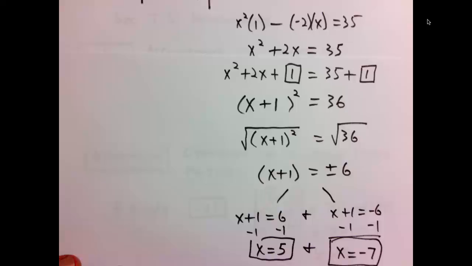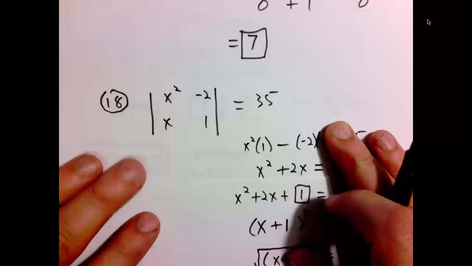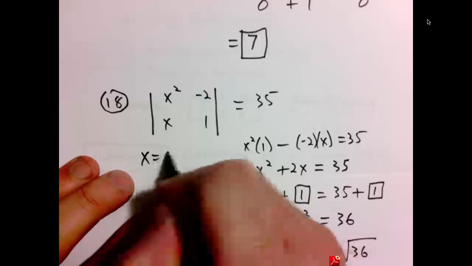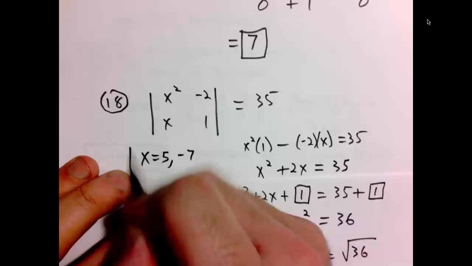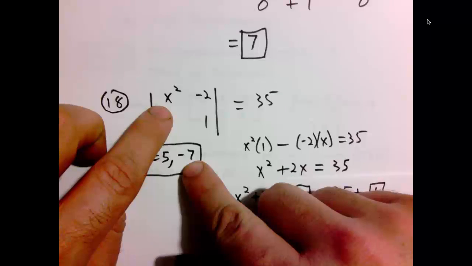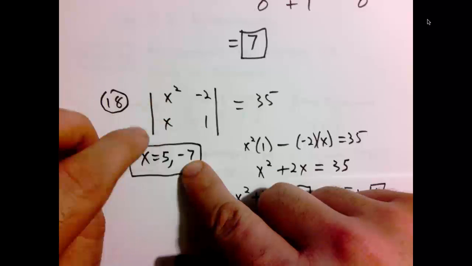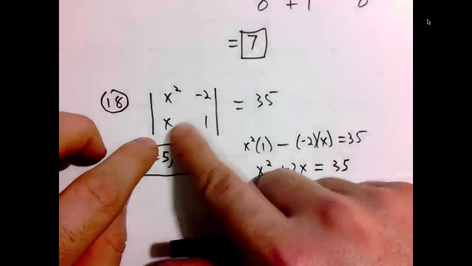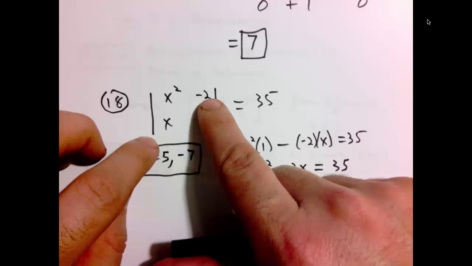We could substitute that back into the original, but you'll see it will satisfy it. In fact, let's go ahead and do that. X is 5 and negative 7. Coming back to it, we're going to look at x is 5 and negative 7 and see if this satisfies our determinant. Okay. If x is negative 7, well, negative 7 squared is 49. 49 times 1 is 49. Negative 7 here. Negative 7 times negative 7 will be a plus 14. Well, 49 minus 14 is indeed 35.